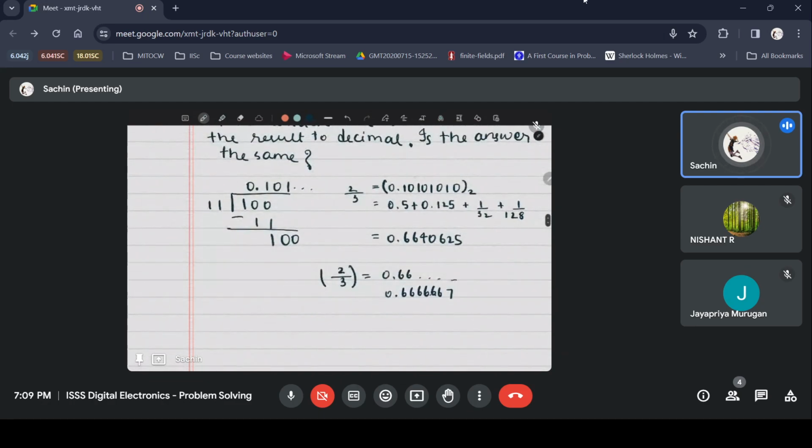I mean, if you converted this into hexadecimal, you will get 0.AA base 16, which in the end, when you expand, you will get the same number. So it's not much different.